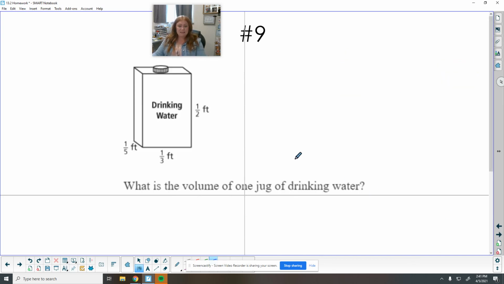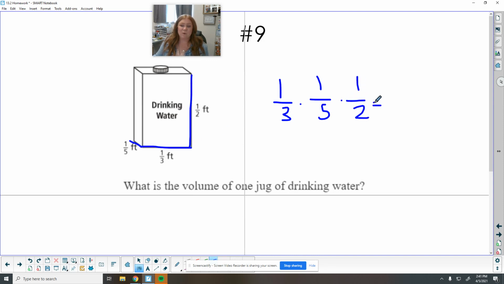Number 9, what is the volume of 1 jug of drinking water? So here's our length, and here's our width, and here's our height. So we just multiply the numerator, multiply the denominator, and that gives us our volume in feet cubed.